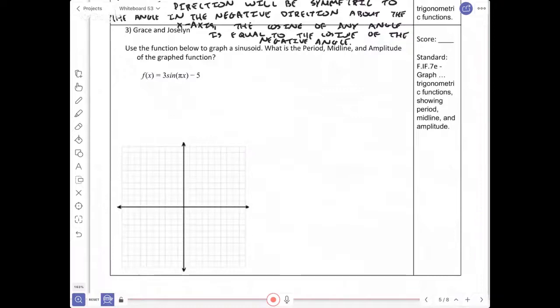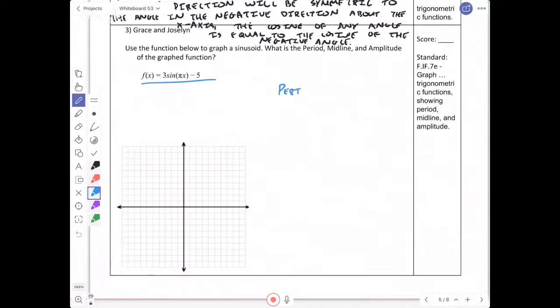Okay. Grace and Jocelyn asked, use the function below to graph this sinusoid. What is the period, midline, and amplitude of the graph function? Their curve was 3 sine of pi x minus 5. So period, it's looking like 2 pi over pi, which equals 2. Midline at y equals negative 5.